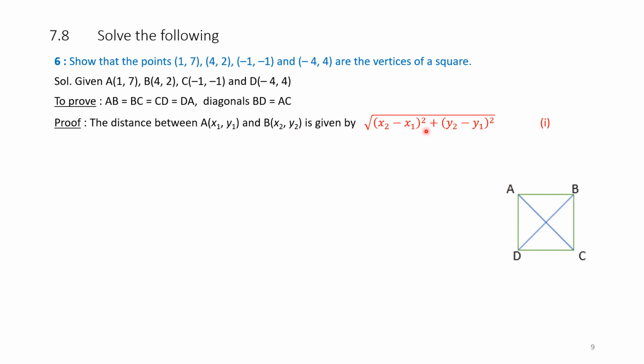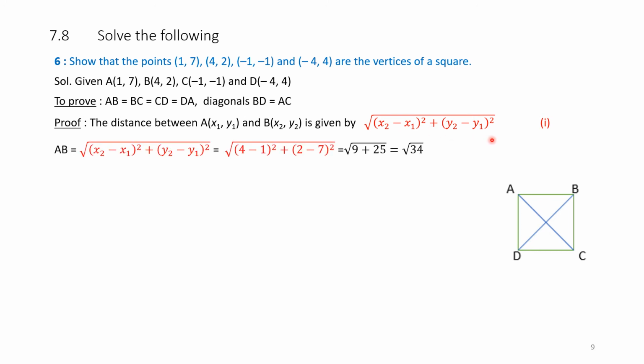the square root of (x2 - x1) whole square plus (y2 - y1) whole square. Let it be equation 1. Therefore, substituting the values of A and B, where A is (1, 7) and B is (4, 2), we get (4 - 1) whole square plus (2 - 7) whole square. 4 minus 1 is 3 squared, 2 minus 7 is -5, and -5 whole square is plus 25. That is equal to root 34.